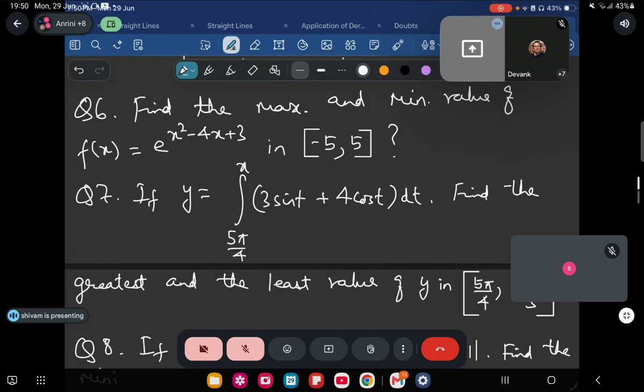Okay, Sarthak, check your answer again. I think the maximum value you wrote is correct. Let's see. No, you are making some mistake. Find the minimum value of mod of a minus b. Sorry, question number 7 is the upper limit of the integration, x.